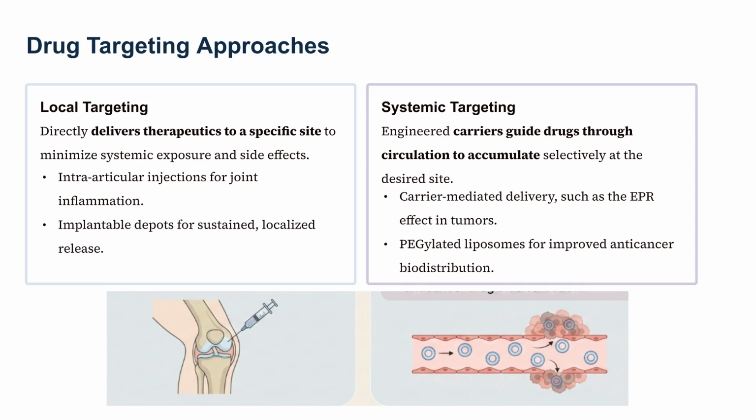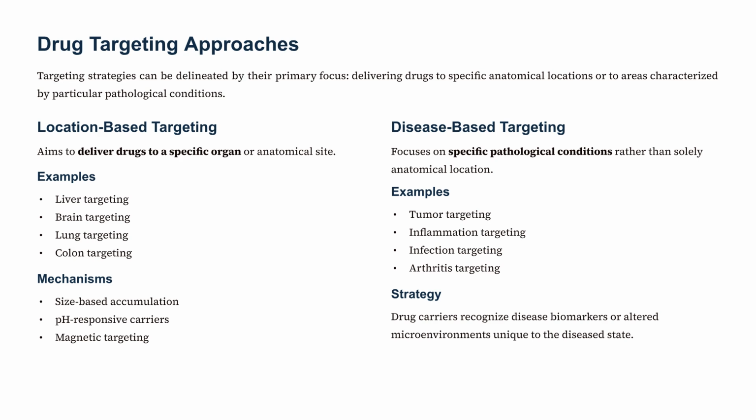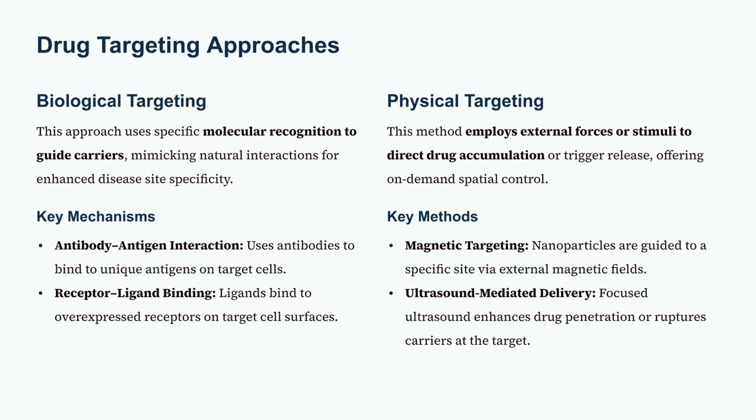Systemic targeting uses engineered carriers in circulation to accumulate selectively at the desired site, often leveraging the EPR effect or pegylated liposomes for improved biodistribution. Targeting strategies can be location-based, focusing on a specific organ, or disease-based, focusing on pathological conditions. Location-based targeting includes liver and brain targeting, often using size or pH-responsive carriers. Disease-based targeting, such as tumor or inflammation targeting, uses carriers that recognize disease biomarkers.